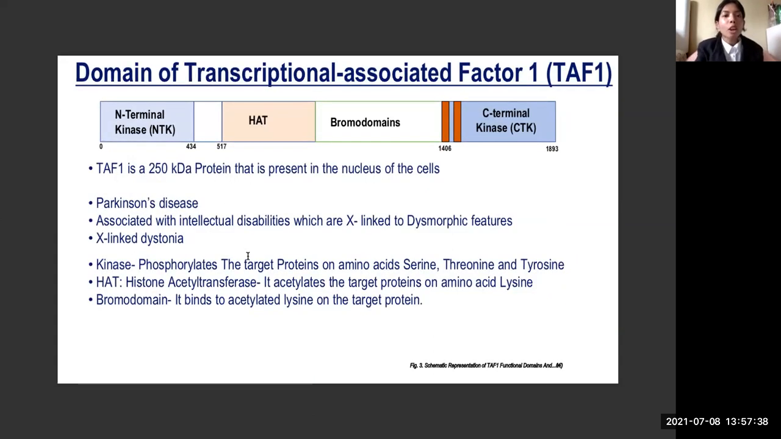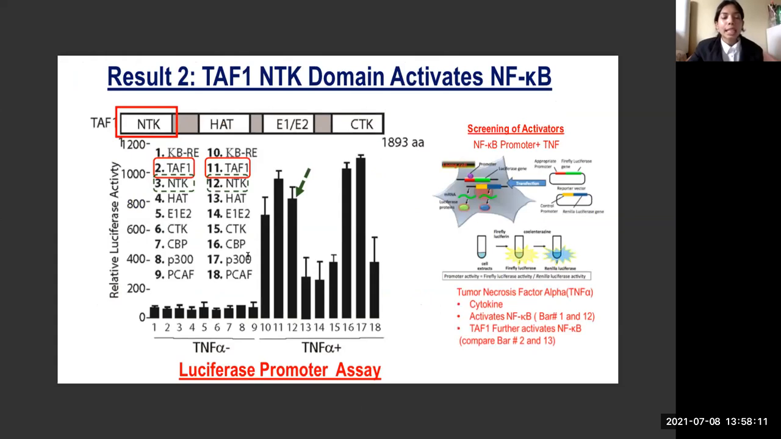Domain of transcriptional associated factor 1, TAF1. Parkinson's disease and intellectual disabilities, which are X-linked with dysmorphic features, are associated with TAF1, and also X-linked dystonia. Kinases phosphorylate target proteins on the amino acids serine, threonine, and tyrosine. Histone acetyltransferase acetylates target proteins on the amino acid lysine. A bromodomain binds to acetylated lysine on the target protein. The TAF1 NTK domain activates NF-kappa B.